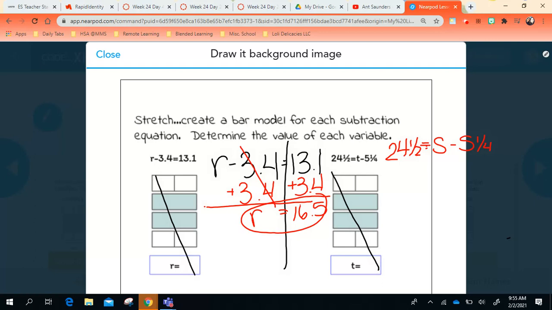Identify your what? Yep, so I need you to write this down so you remember. The first thing you need to do is find the variable. Okay, so here's the variable. Step 2: whatever is with my variable, what do we have to do?